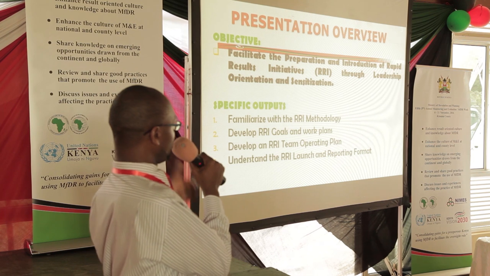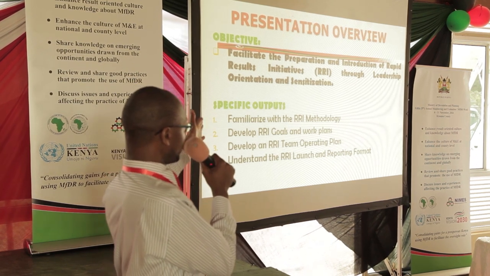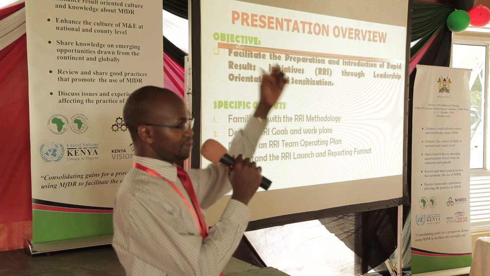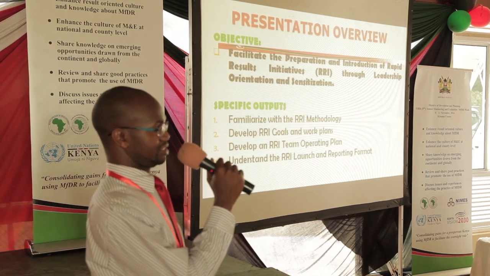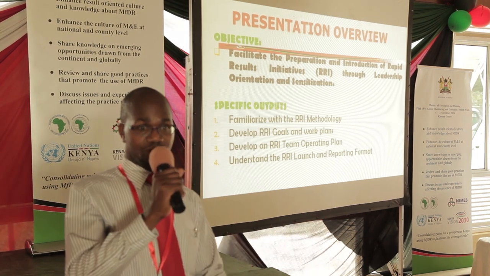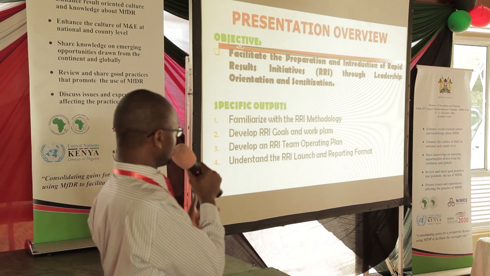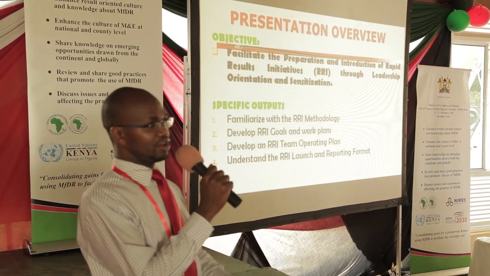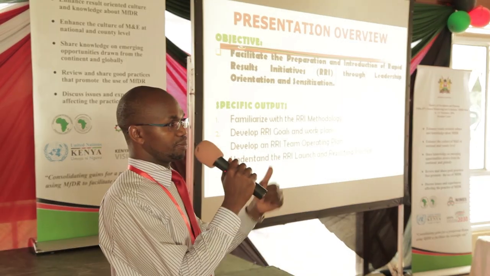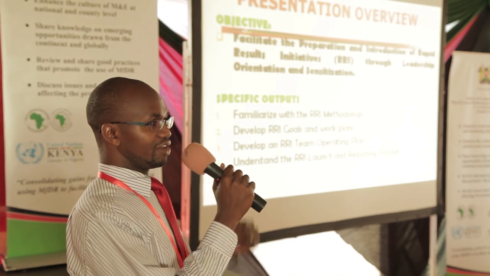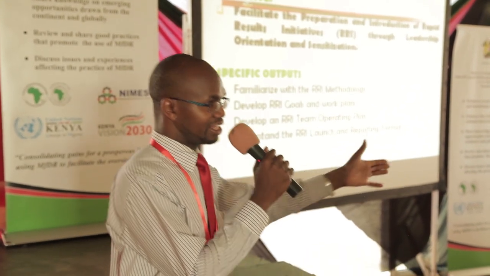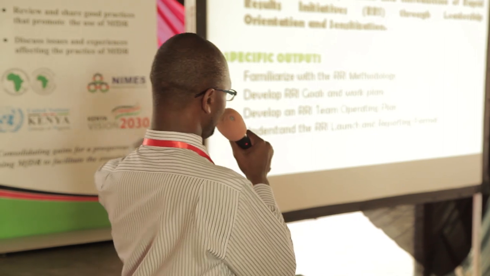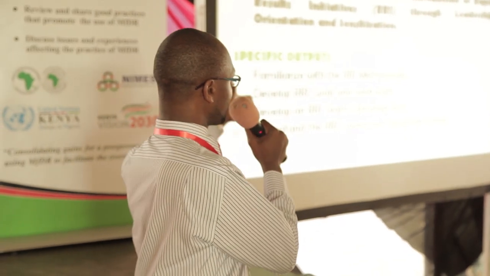The second one is that we will also be able to understand how to develop RRI goals and work plans. The RRI goals and work plans must all be derived from the organizational strategic plan and work plan, and of course the performance contract. They depend on different institutional frameworks across countries. We also must ensure that we develop an RRI team operating plan. An RRI team operating plan is like, for instance, when we came in here, we agreed that we switch off our phones or put them on silent mode, that we will have a timekeeper, and we will have all those roles, so that we know when we shall be having the next meeting, who will chair, who will take the minutes, who the members are, and how frequently we shall be meeting. The fourth one is that we all understand the RRI launch and reporting form.